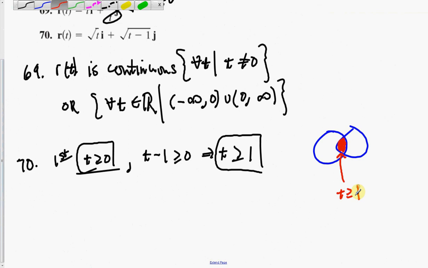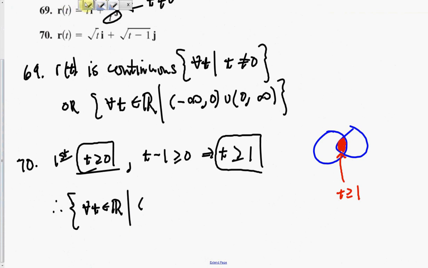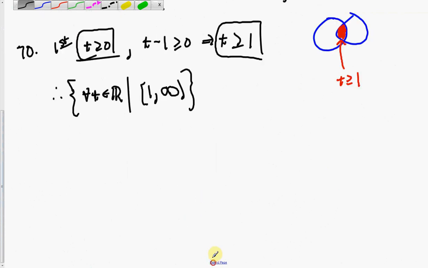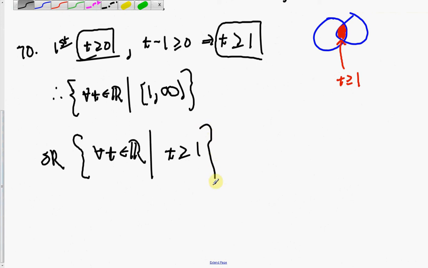So here the so-called continuity is the interval of all t, that's a real number, such that t goes from 1 to infinity, or you can say for all t real such that t is greater than or equal to 1. However you write it, they all say the same.